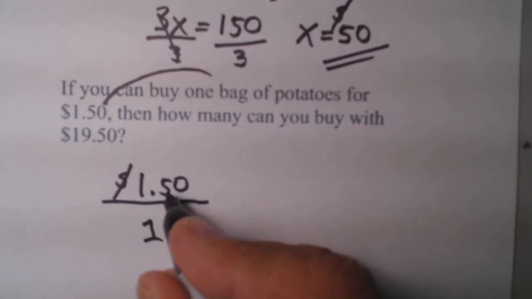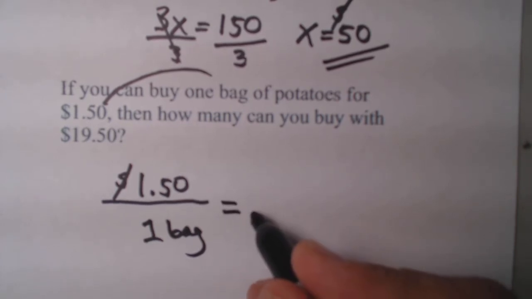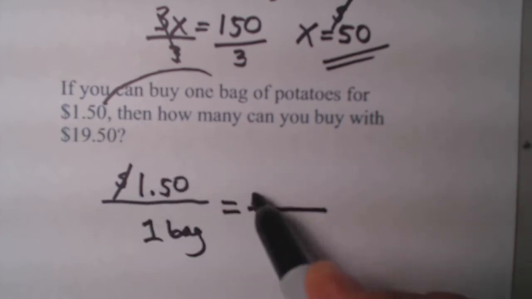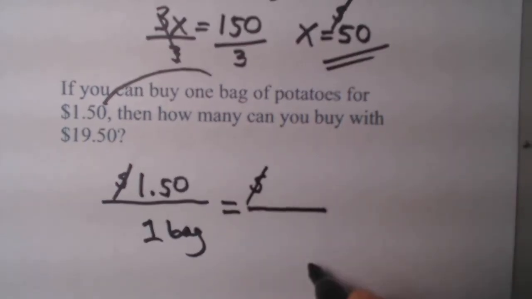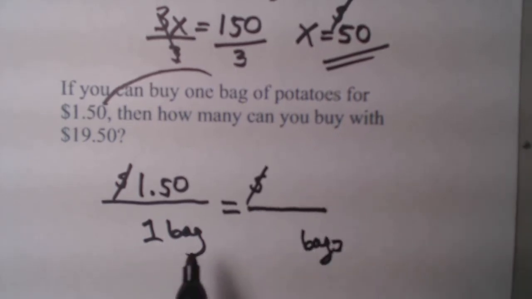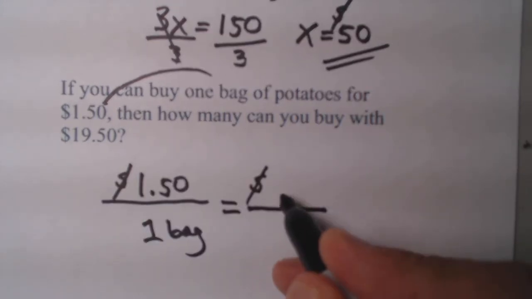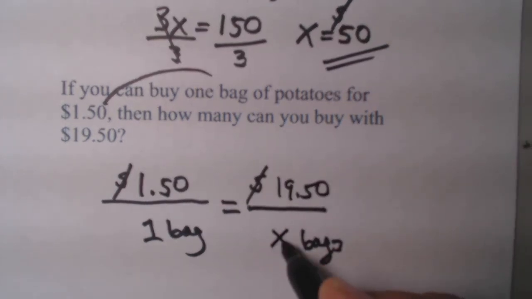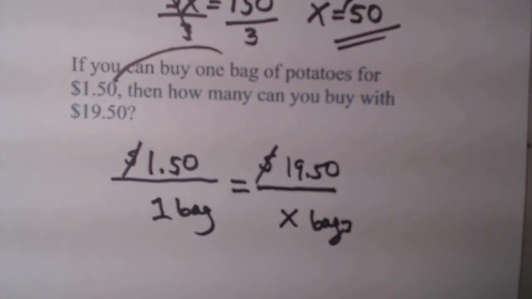You could have set it up, the bag on the top and the dollar on the bottom. Again, your choice in the first fraction. But after you decide that, you have to have the same units going across. So it'll be dollars up above and bags on the bottom. Okay, well now, how many can you buy with $19.50? Well, we got the dollars, so here it is. What we don't know is the number of bags.